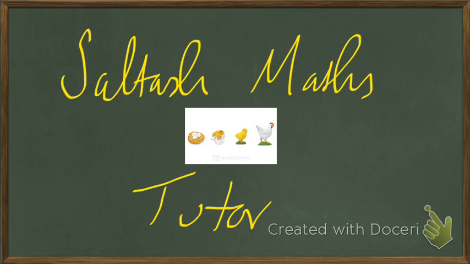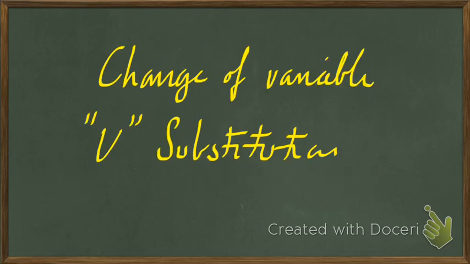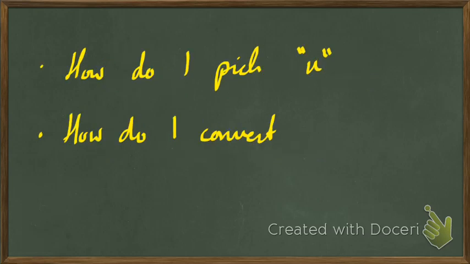This is a video which should be used by people who are interested in integration. It's probably aimed at A-level more, the A2 bracket for UK students. It assumes an understanding of integration, but is going to go through integration by substitution, or changing of the variable, or u substitution. That is all the same thing, and we're going to look at two things: how do I pick the u in my u substitution, and how do I convert it.